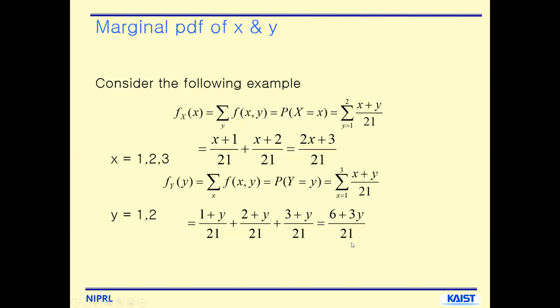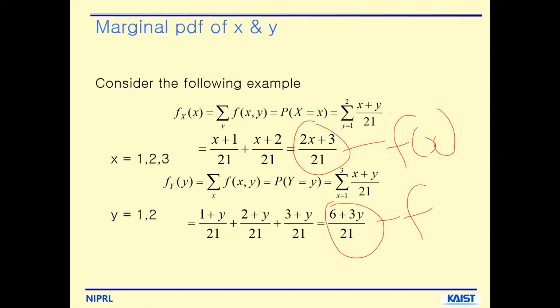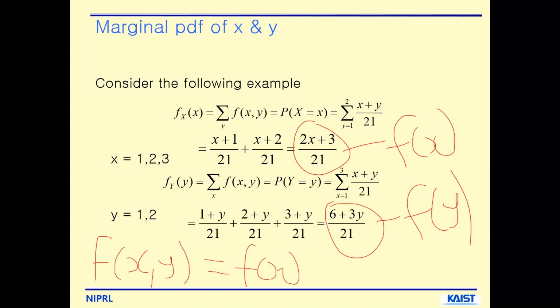What I'm trying to talk about right now, this guy here is the marginal for x, and this guy here is the marginal for y. And do you know you can investigate? If I ask you to investigate whether X and Y are independent, what are you going to do? You're going to investigate whether the joint can be written as a product of the marginals. That's exactly what you're going to do.